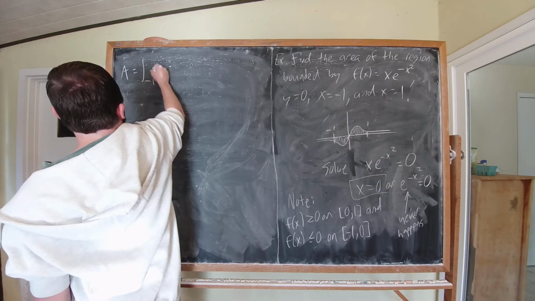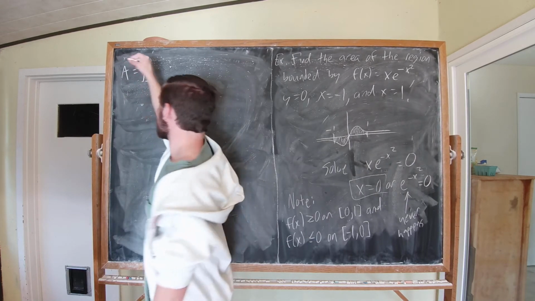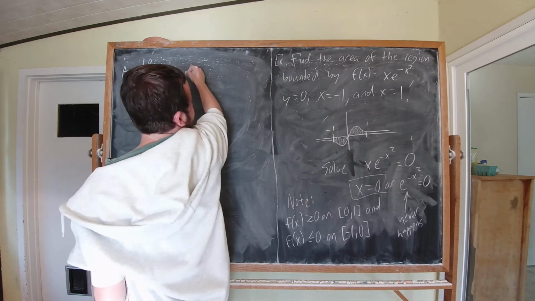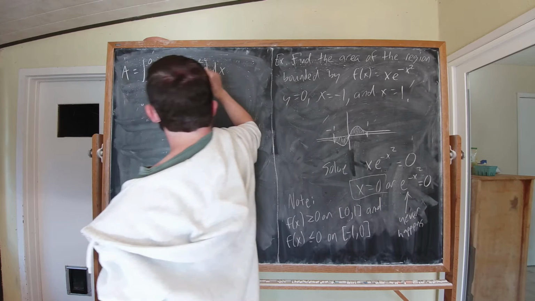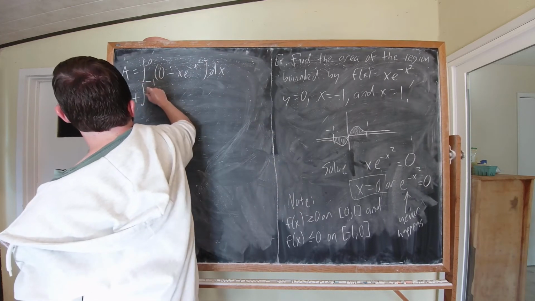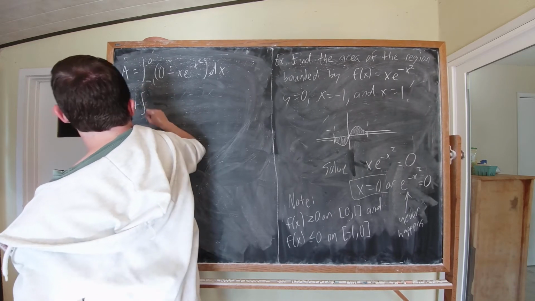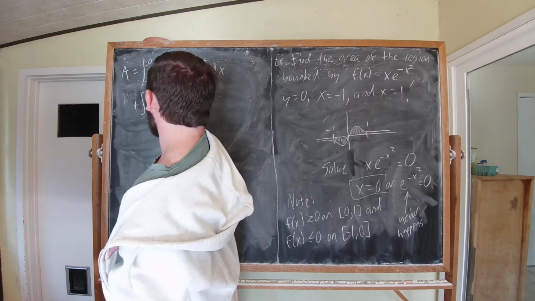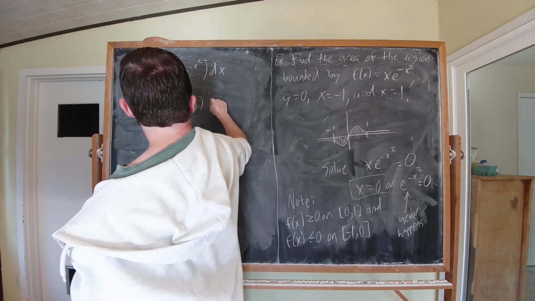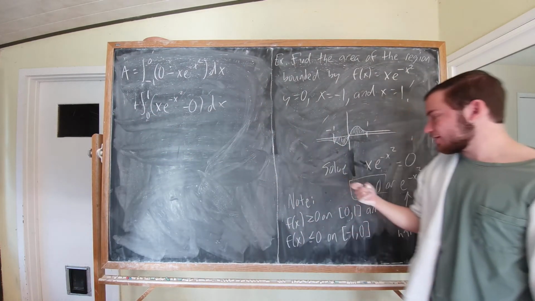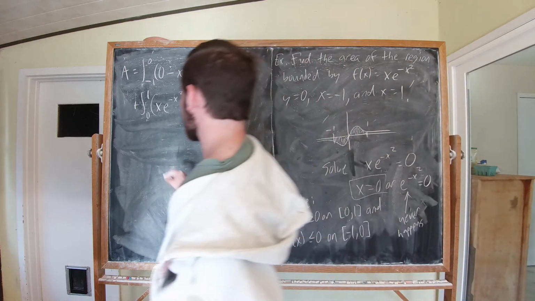as an integral from negative 1 to 0 of, okay, here f of x is below 0 as we go from negative 1 to 0, so you're going to have 0 minus x e to the negative x squared dx, plus the integral from 0 to 1 of x e to the negative x squared minus 0. Yes, since between 0 and 1, f of x, x e to the negative x squared, is greater than or equal to 0. Alright, let's evaluate those integrals.